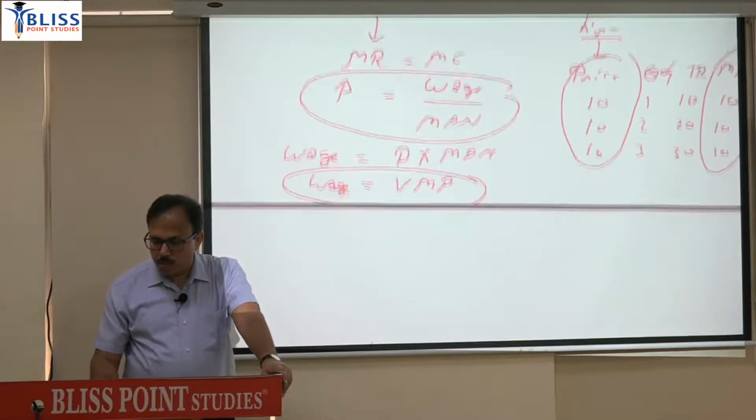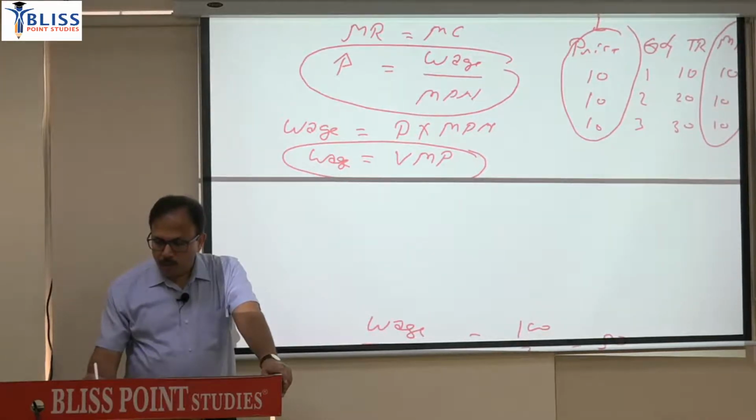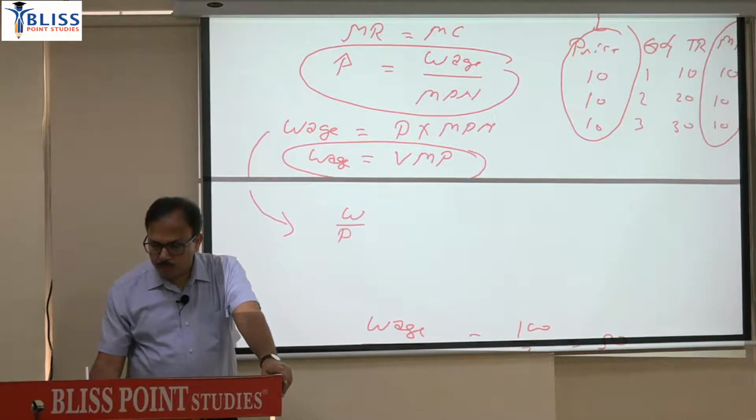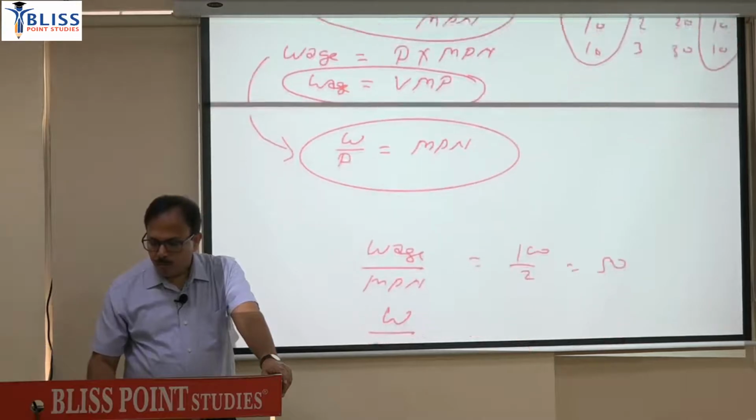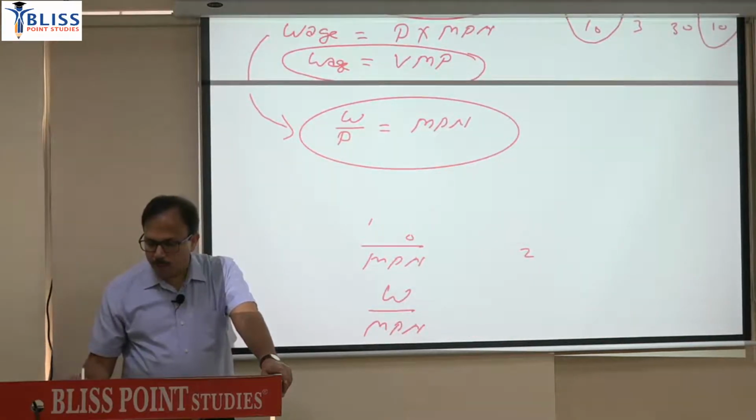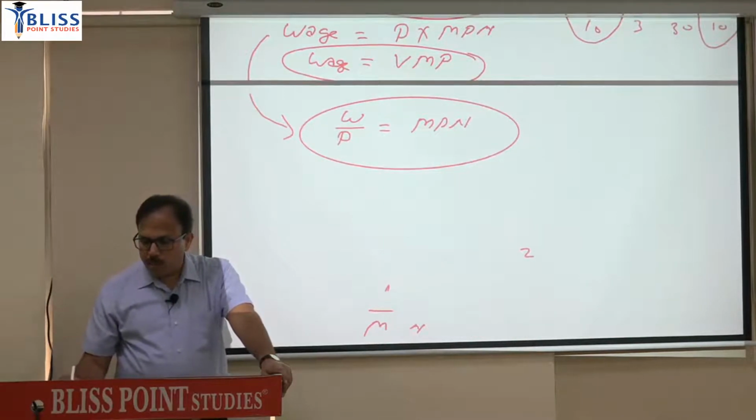Just focus again. ये cost जहाँ पे आप लिख रहे हैं, इस इक्वेशन को लिख रहे हैं यहाँ पे दोबारा. Can we write W upon P equal to what? MPN. W upon P equal to MPN. आप दोनों में से किसी भी तरीके से लिख सकते हो.